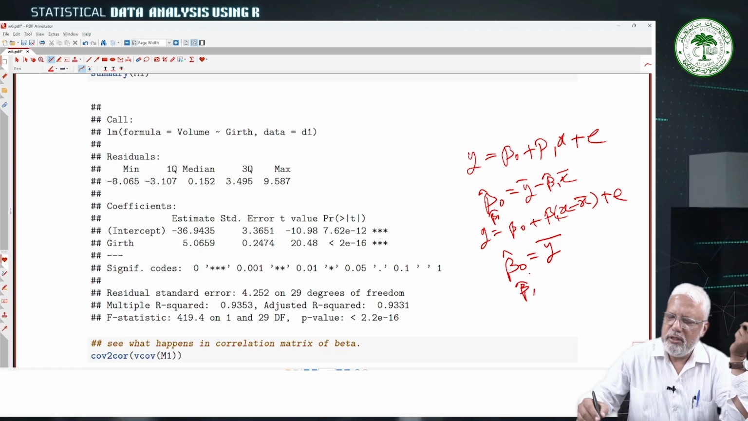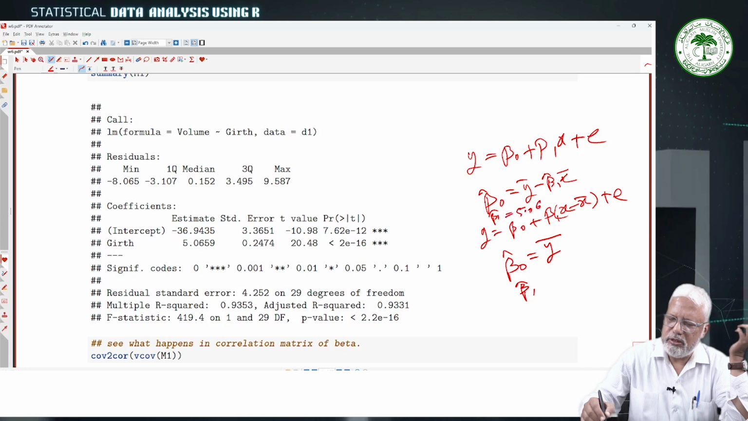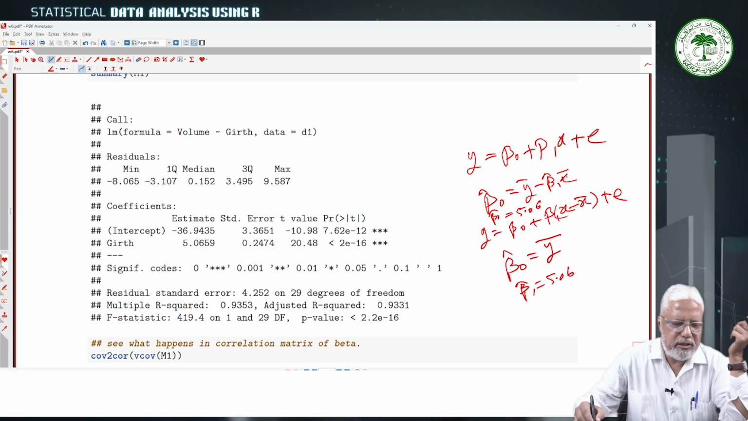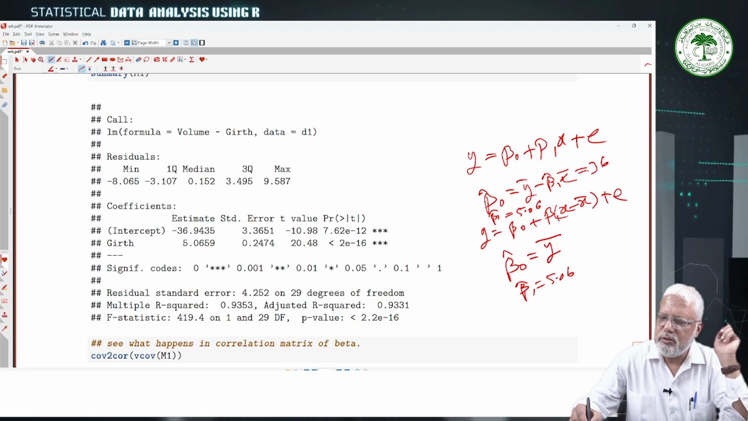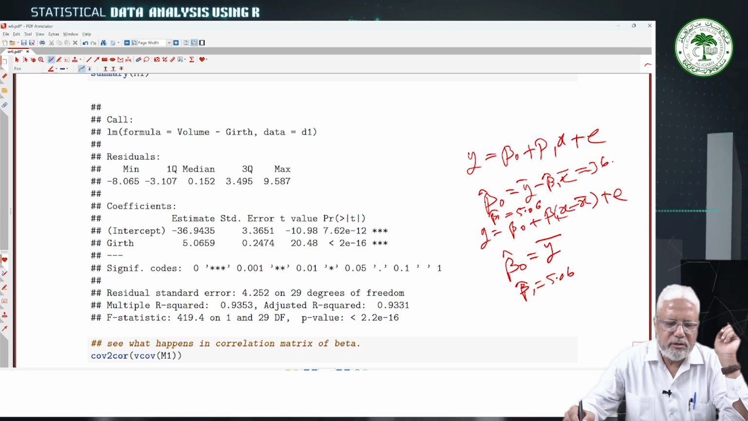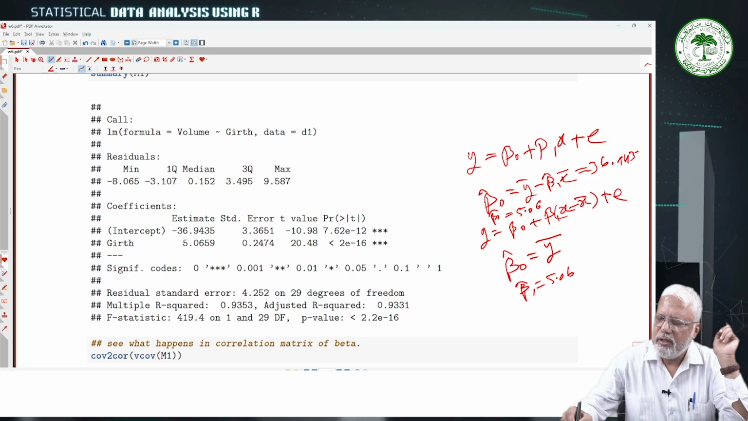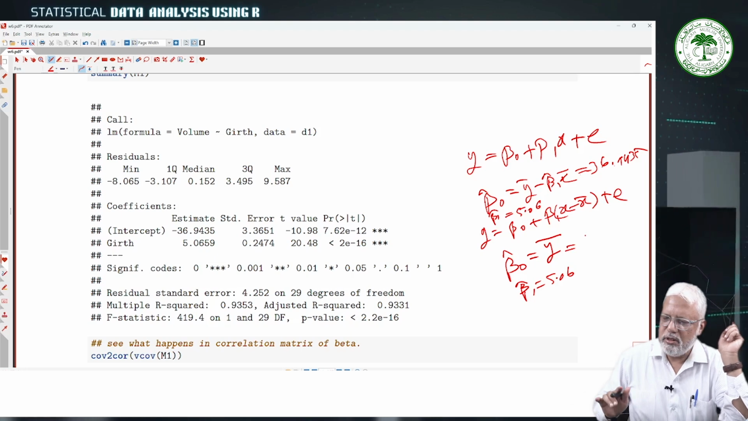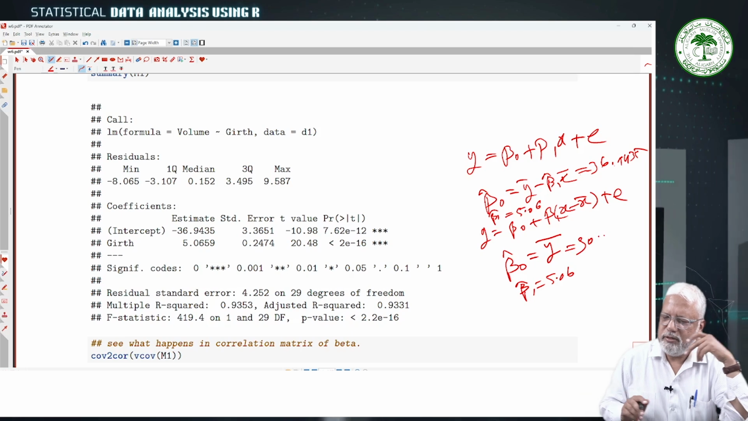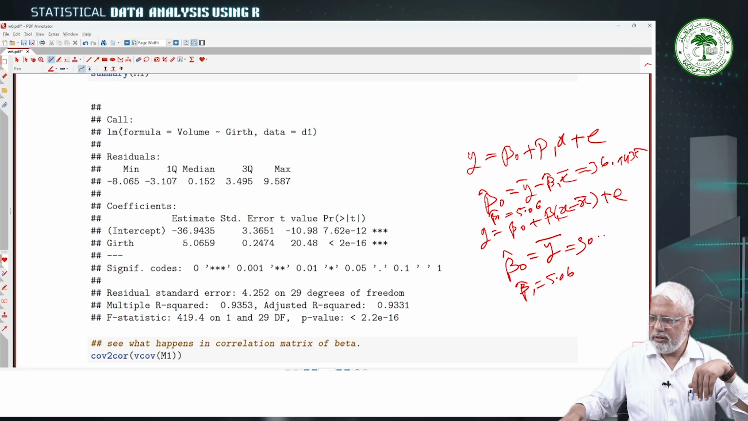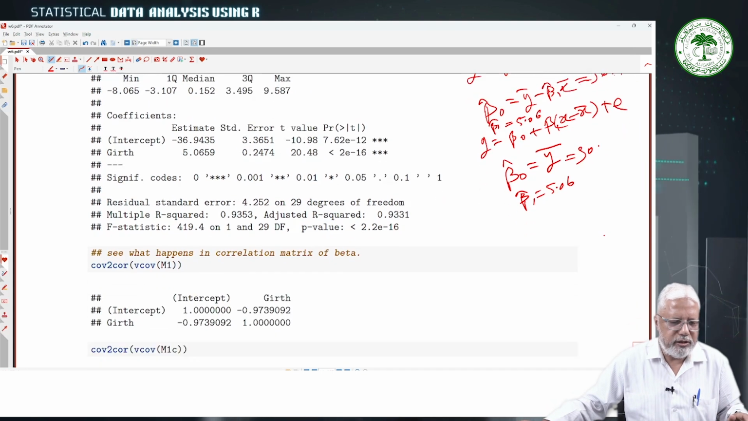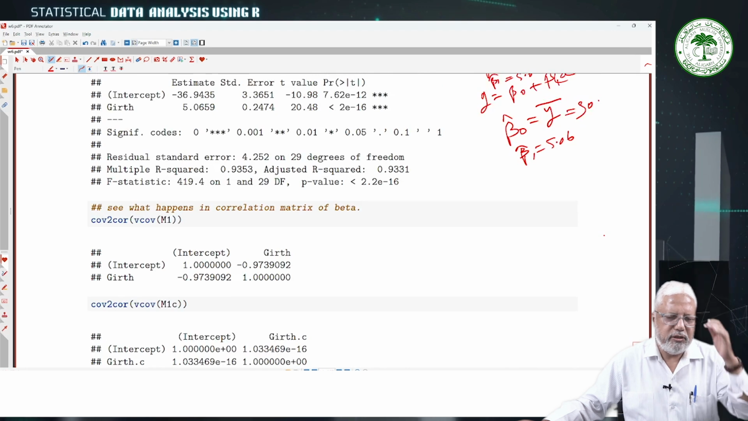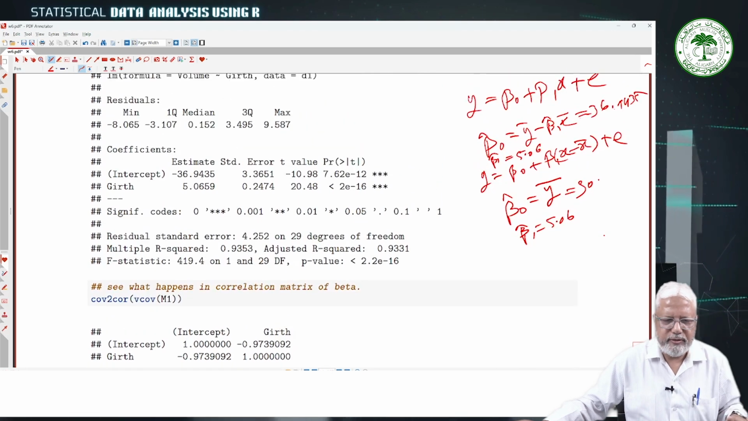Beta 1 in both the cases it is 5.06, but beta naught here is minus 36.9435, but here it is just the mean, and it is nothing but 30 point something, it is the mean of y. So this is the change. Besides that, there are some other advantages, and that I will continue in my next lecture, what the other advantages are, how we shall talk about the covariance matrix, and that I will talk about tomorrow.